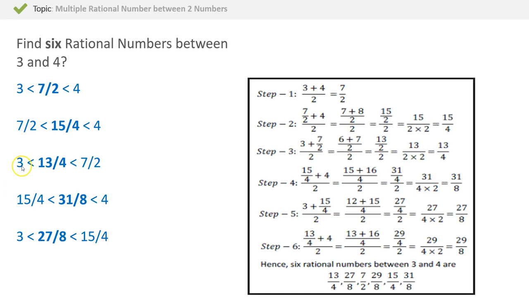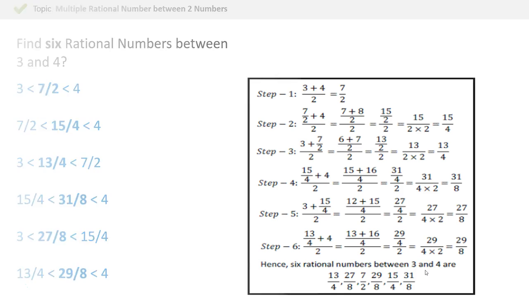In the same way, you can use 3 and 13 by 4, add them and divide by 2. What you get is 27 by 8. And similarly, when you use 13 by 4 and 7 by 2, add them and divide by 2, what you get is 29 by 8. And hence you are going to get 6 numbers between 3 and 4.